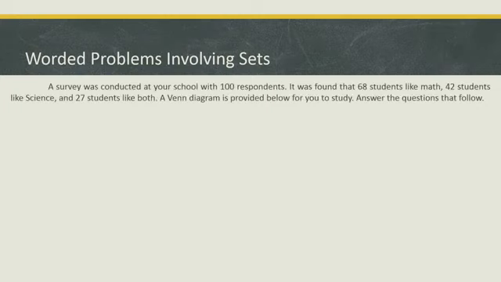A survey was conducted at your school with 100 respondents. It was found that 68 students like math, 42 students like science, and 27 students like both. A Venn diagram is provided below for you to study and answer the questions that follow.